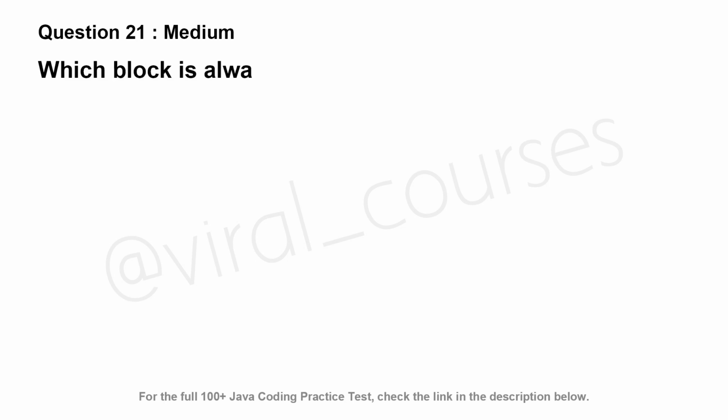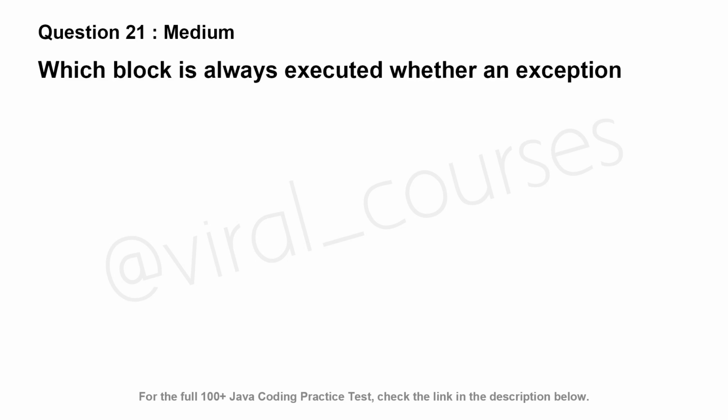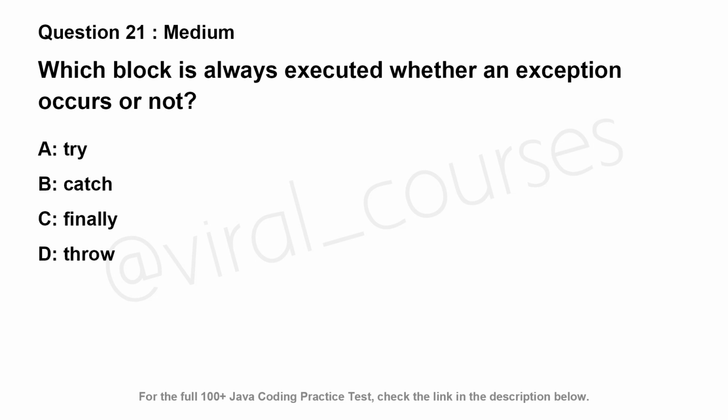Which block is always executed whether an exception occurs or not? Option A, try. Option B, catch. Option C, finally. Option D, throw.